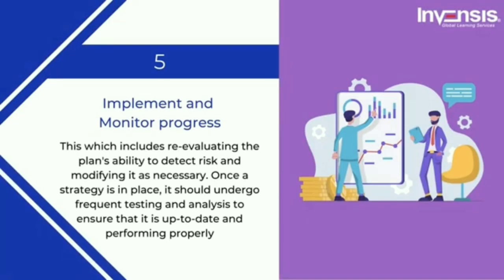Fifth is to implement and monitor progress, which includes re-evaluating the plan's ability to detect risk and modifying it as necessary. In business continuity planning, plan testing is essential. Risk mitigation is identical. Once a strategy is in place, it should undergo frequent testing and analysis to ensure that it is up to date and performing properly.